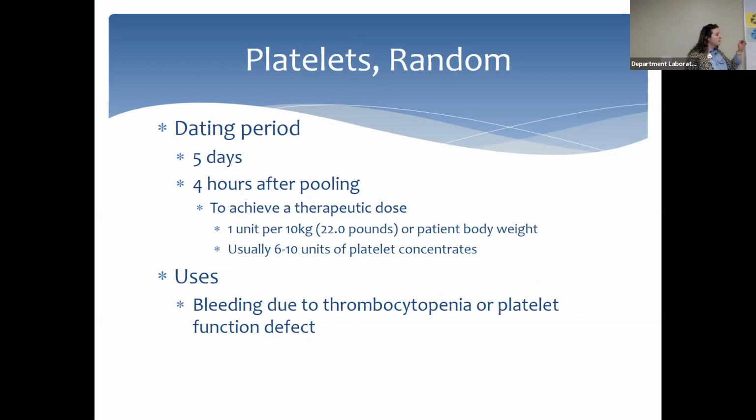Remember I said that these random platelets do not really have a therapeutic dose. So they are pooled together to reach that therapeutic dose to have the ultimate benefit for your patient, while at the same time exposing them to multiple donors. So that usually ends up being about 6 to 10 platelet concentrates. Uses for platelets: if your patient had any type of bleeding, thrombocytopenia, or some type of platelet function disorder, then they will need platelet transfusions.